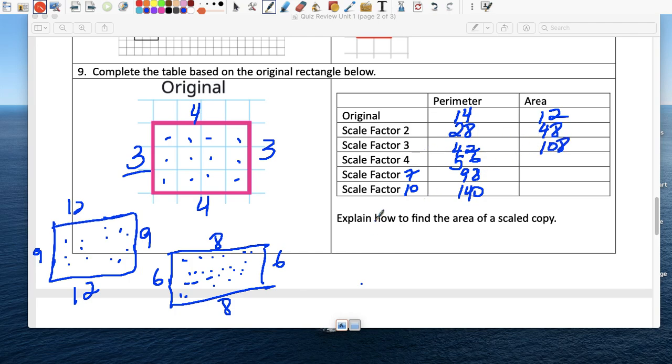Now remember how we get that? We found the pattern the other day, and we noticed that if you take scale factor, multiply it by itself, or take it to the second power, which is what that means, and then multiply that by the original area, you don't have to draw anything. Let's start at the bottom. Scale factor of 10. Well, 10 to the second power is 10 times 10, which is 100. Multiply that by the original area, which is 12, you get 1200.